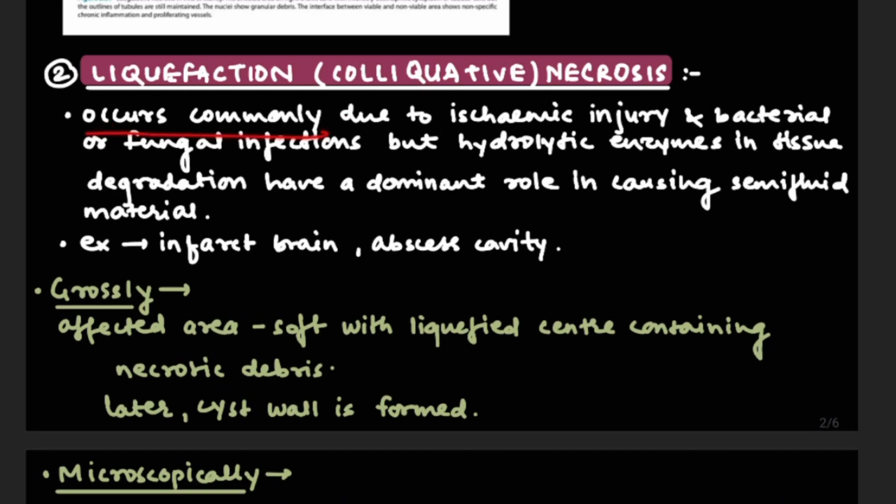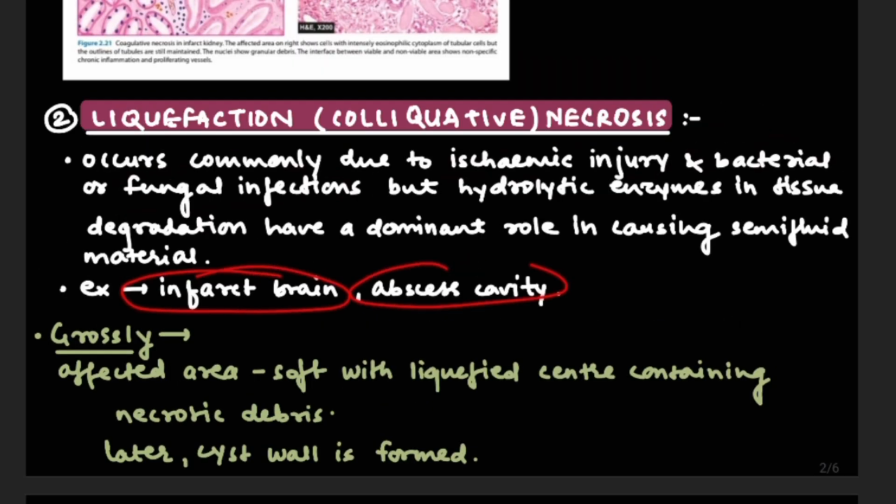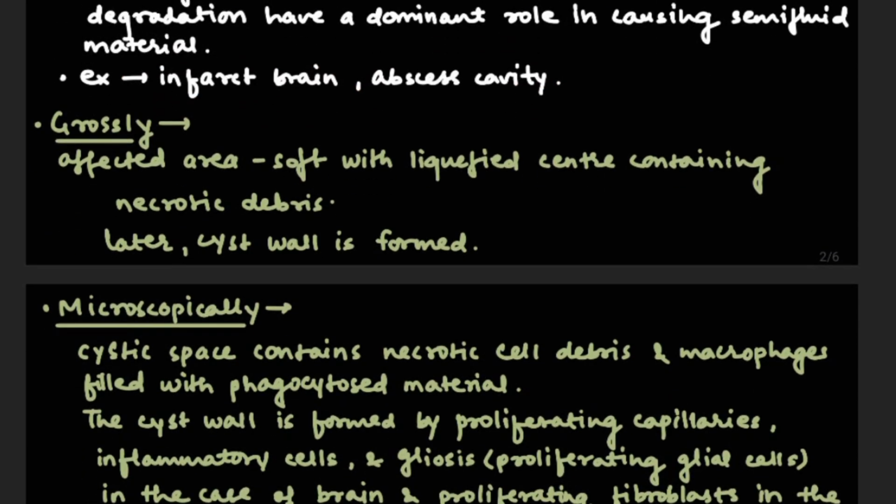This occurs commonly due to ischemic injury and bacterial or fungal infection. Examples are infarct brain and abscess cavity. So we will just see the gross features of this. The affected area will be soft with the liquefied center containing the necrotic debris, and later the cyst wall will be formed. Then microscopic features.